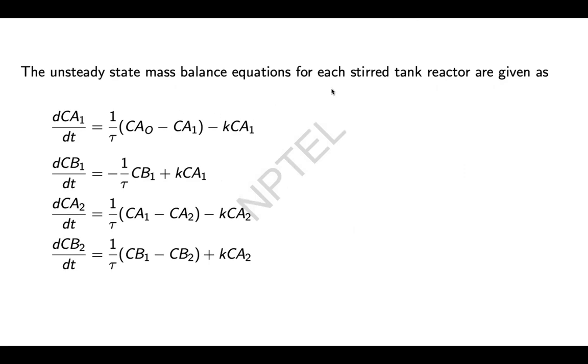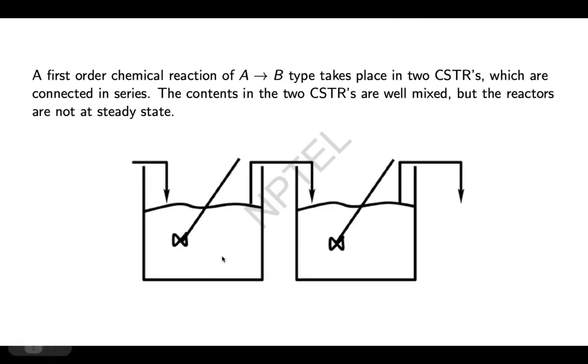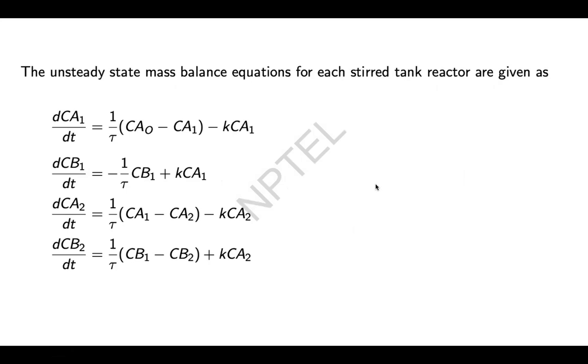Now, these are the equations governing the system. The subscript 1 refers to reactor 1, that is this reactor, and this is reactor 2. We have both A and B in both reactors. This is the rate of change of concentration of A in reactor 1. Here we have 1 by tau.